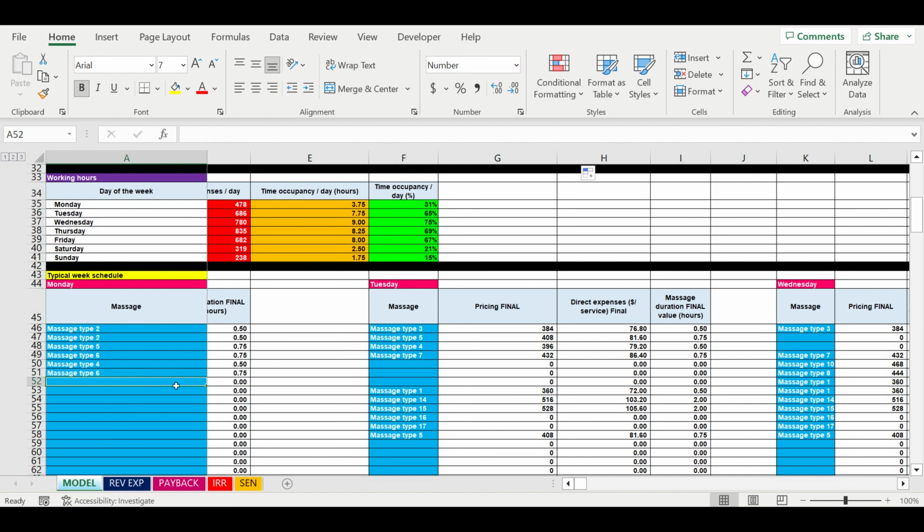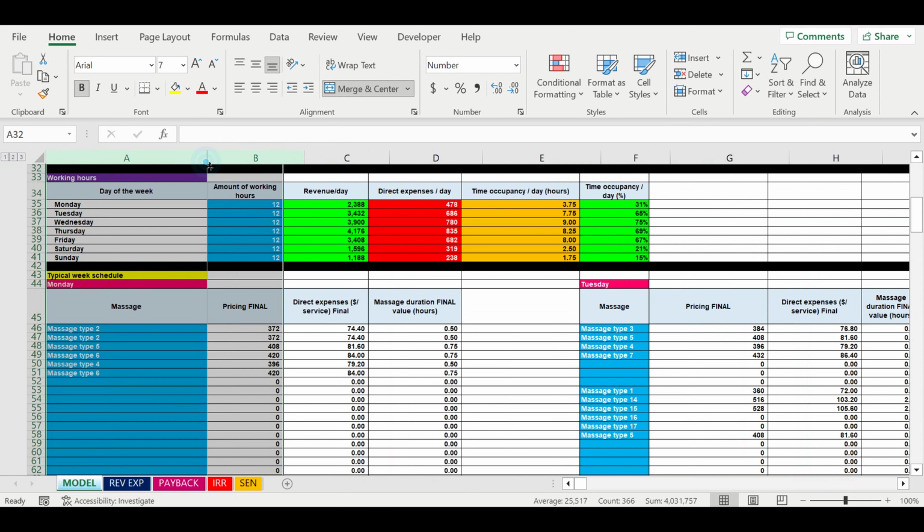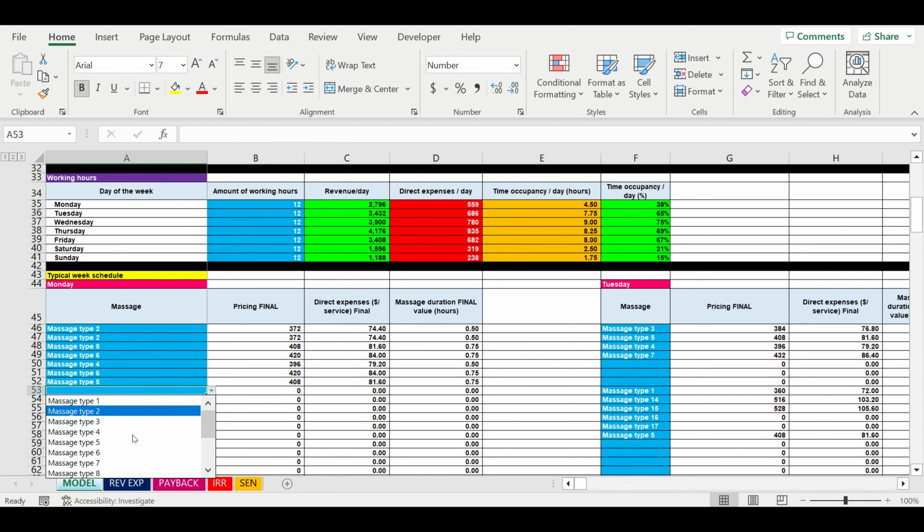So for example, I can go here and unhide. So let me, for example, add a service here. If I add a new service here, I can see how the revenue for Monday changes. The level of time occupancy with services for Monday is changing. And for example, we can add some other services.